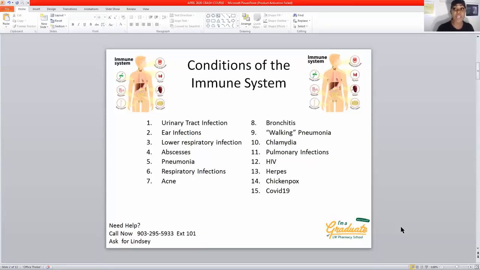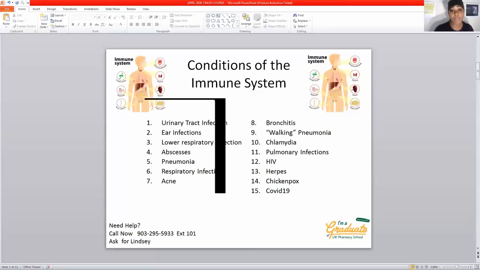So, what I've done is I've broken the drugs down by the systems that they treat. Tonight we're going to talk about the conditions of the immune system. And then, if this works for you guys, on the next video we could possibly talk about another body system that is being treated by a particular set of drugs.